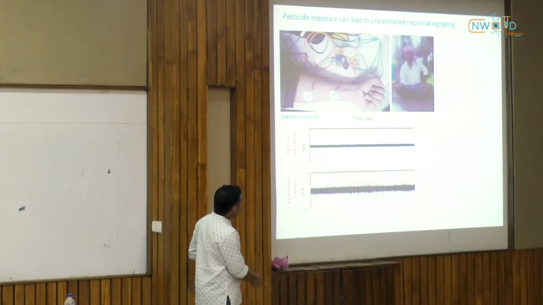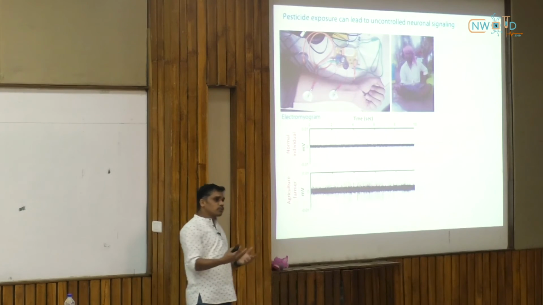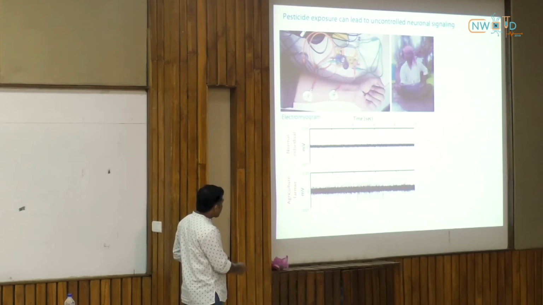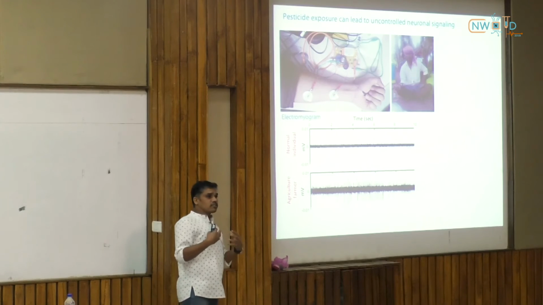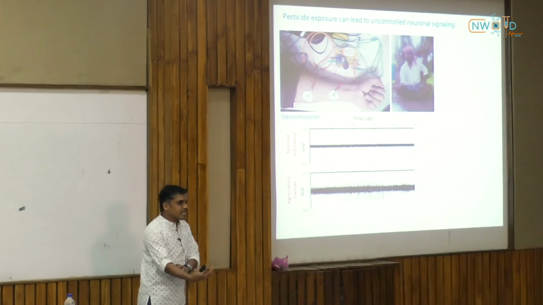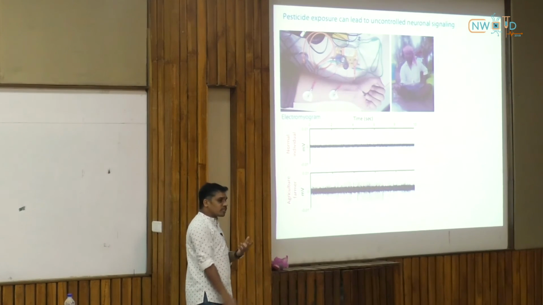But the same way, if you measure for a farmer who got exposed to the pesticides, again you can see the rapid signal firing. This is not a direct signal because he's not moving his hand, right? So this is a completely involuntary signal.